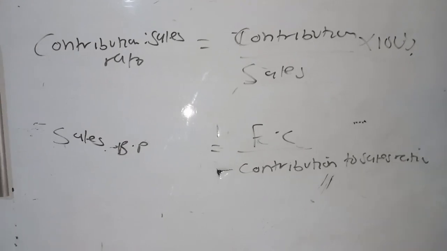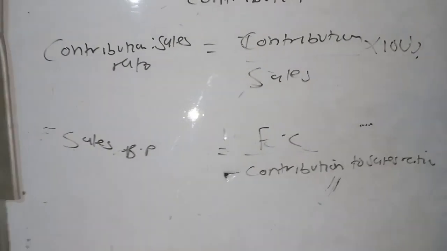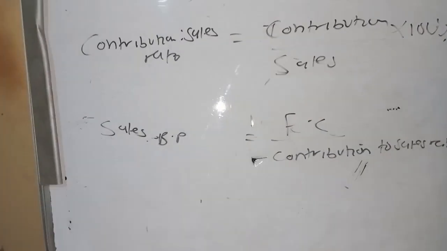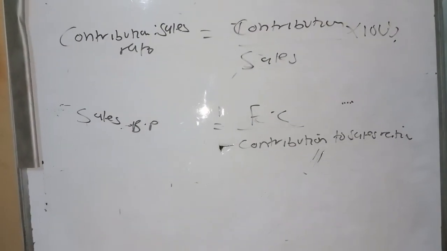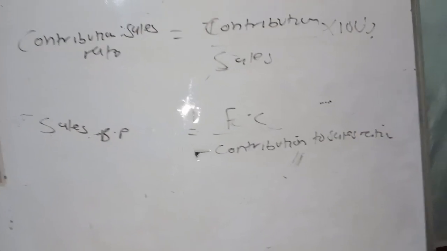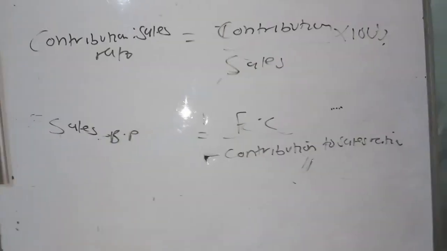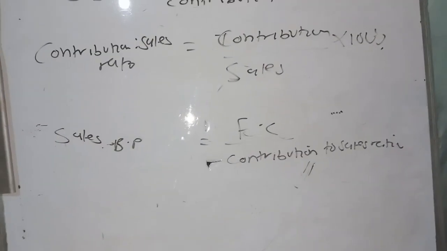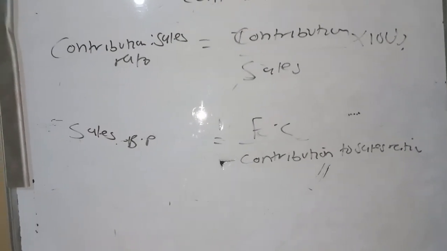Then the sales, now looking at the value, the amount. As I told you earlier, the algebraic approach will help us to get the quantity and the monetary value at the break-even point. So this is the sales at break-even point. How much sales are you supposed to make in order to break even? It will be fixed cost out of the contribution to sales ratio. So now let's have an example and see how it works out.